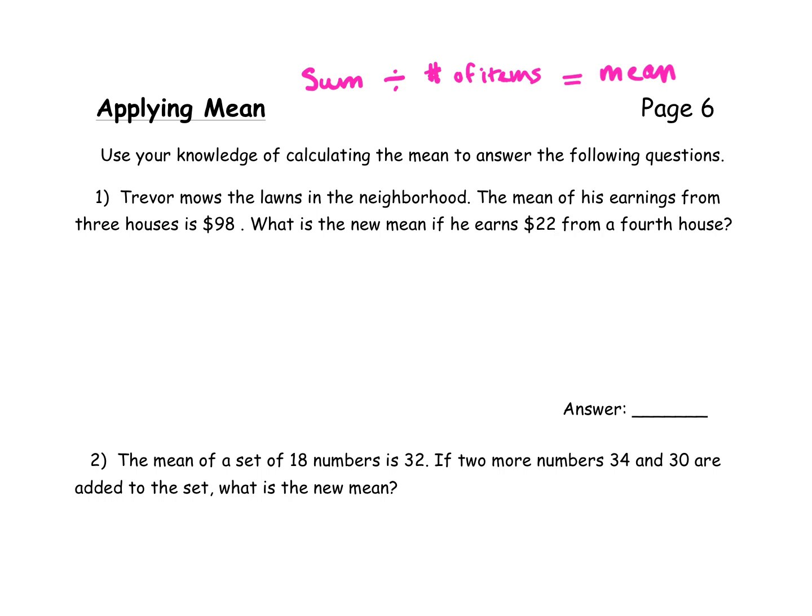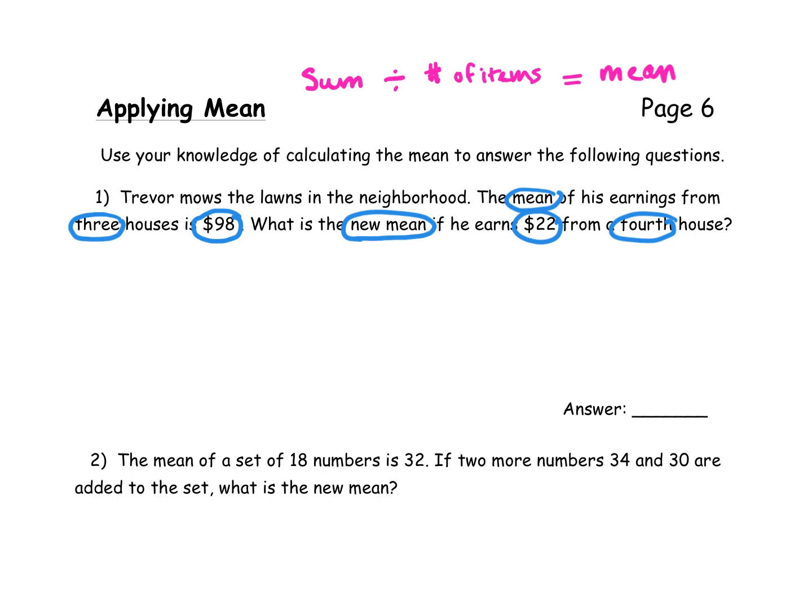So first, let's circle important information. So the mean, it looks like we're given the mean of his earnings from 3 houses. So that's the number of items, 3. The mean is $98. What is the new mean? Oh, we're going to find a new mean if he earns $22 from a 4th house. So we're now going to have 4 items or 4 houses instead of 3.